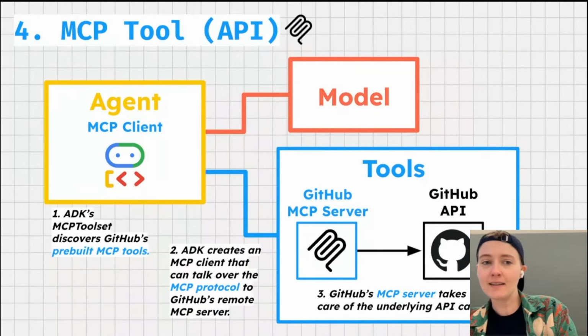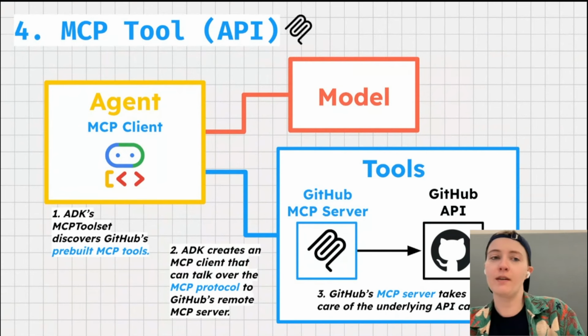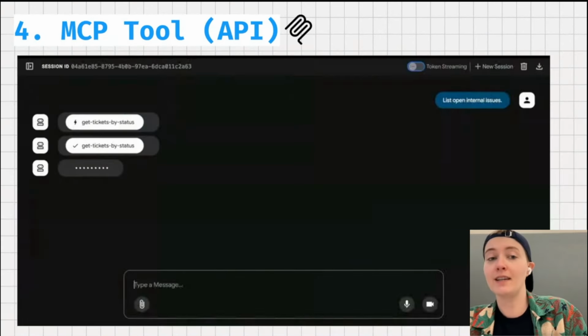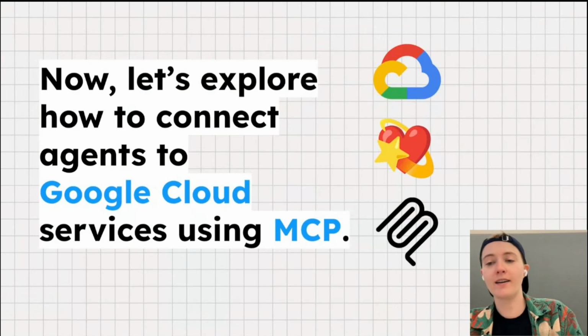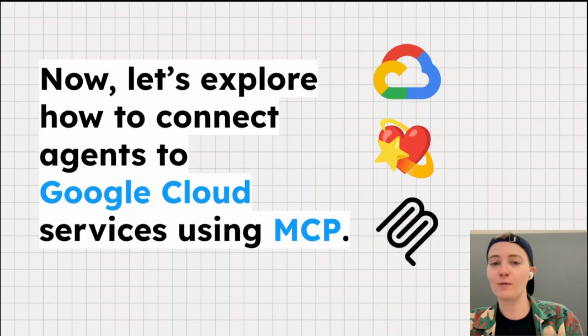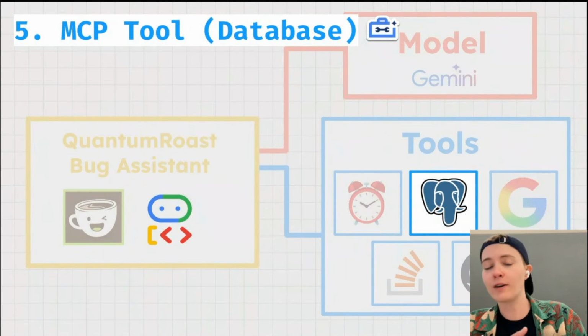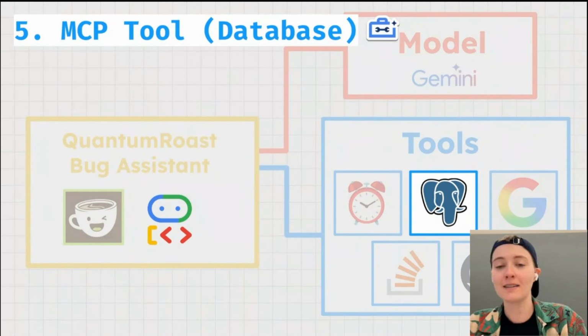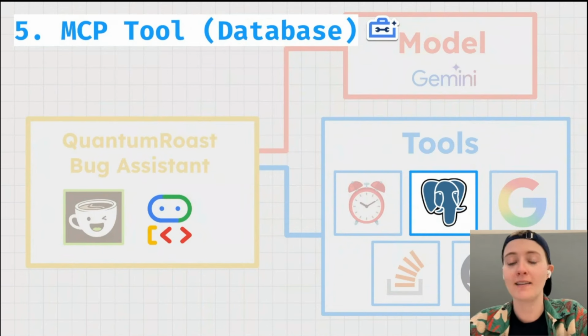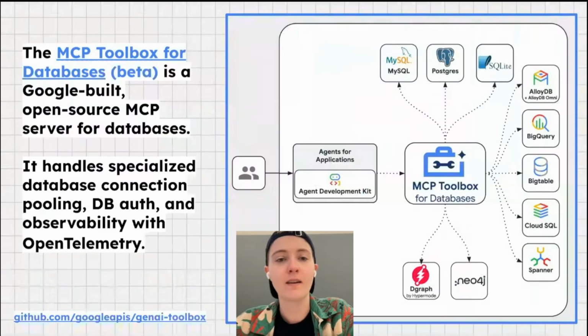Okay, so that is the GitHub MCP server. Let's walk through another example of MCP in the context of a database use case. We are here from Google Cloud, so let's pick a Google Cloud service to integrate with. A natural one in this example would be a database, like an internal bug ticket database. In our case, we're running that in Cloud SQL Postgres.